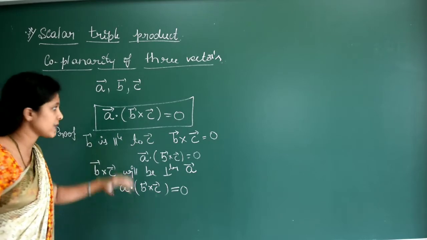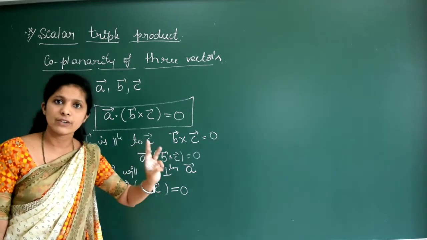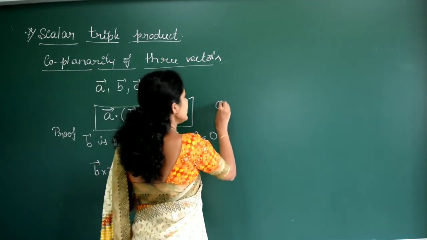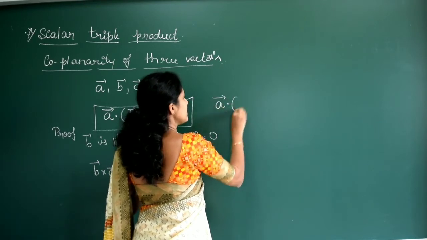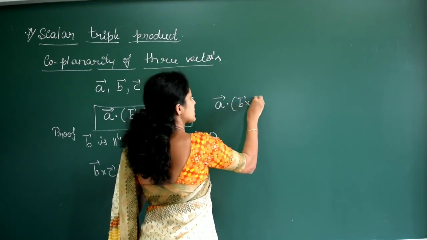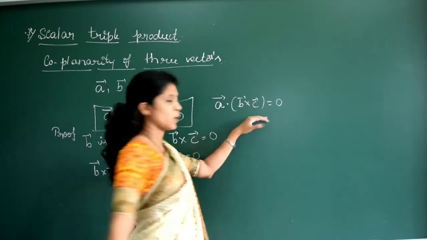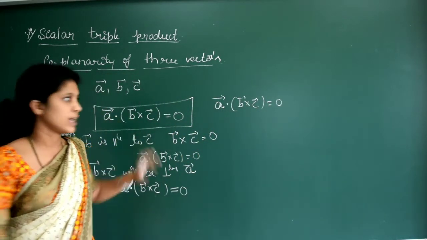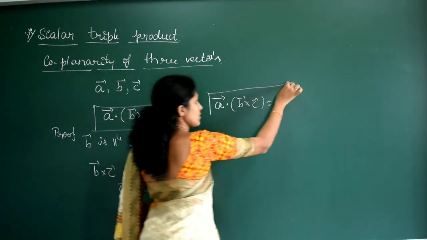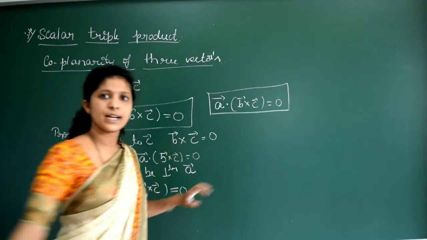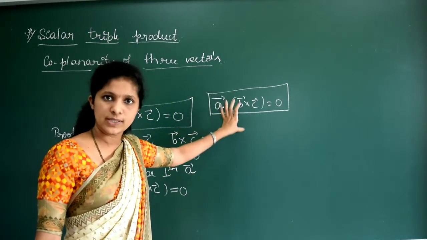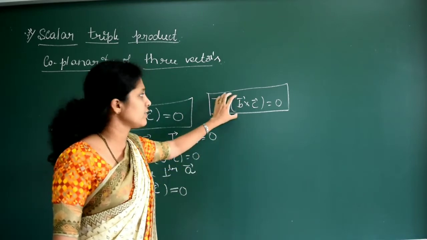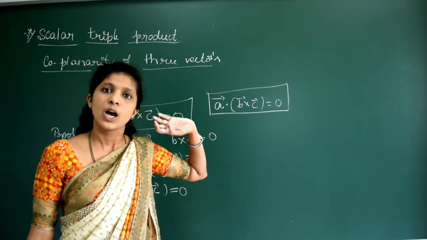So in both cases what we can say, if any three vectors are coplanar, then remember A vector dot B vector cross C vector will be equal to 0. So a problem based on this is important for 3 marks. You just have to take the scalar triple product of this and prove that it is equal to 0. Then if it is equal to 0, we can say that these three vectors are coplanar.